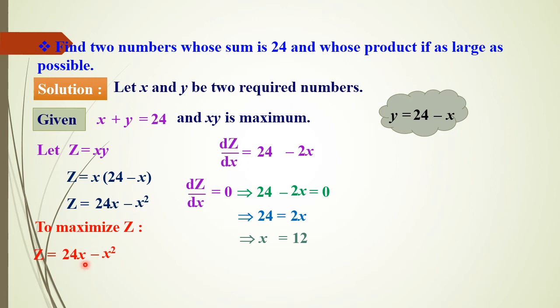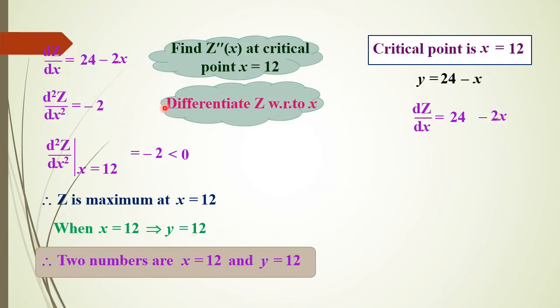So 24 into x, its differentiation is just 24, x square differentiation is minus 2x. dz by dx equal to 0, you write. So 24 minus 2x equal to 0, 24 equal to 2x, x equal to 12. It is one of the critical points. Find out its second differentiation now.